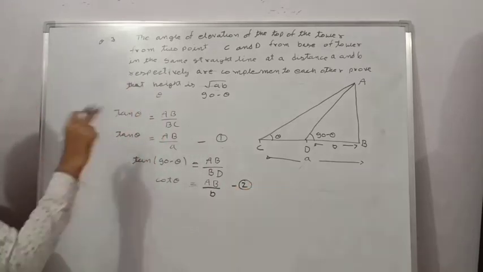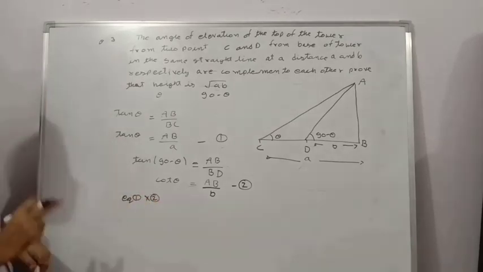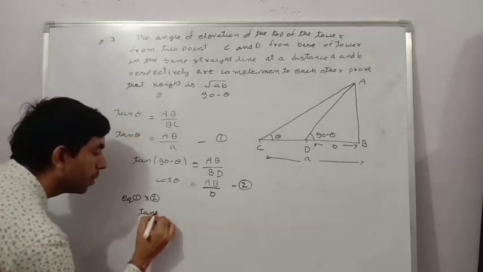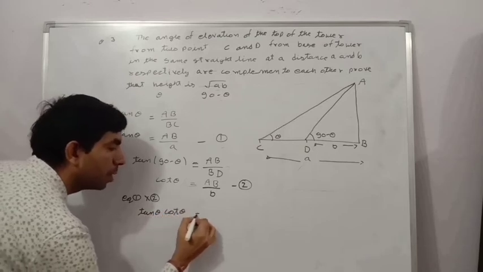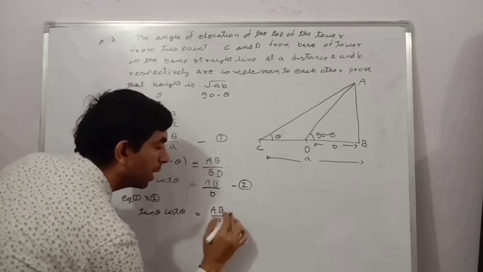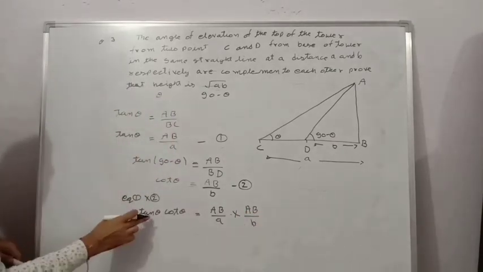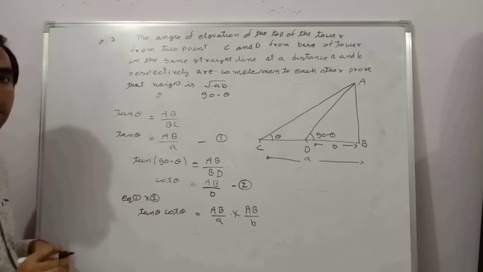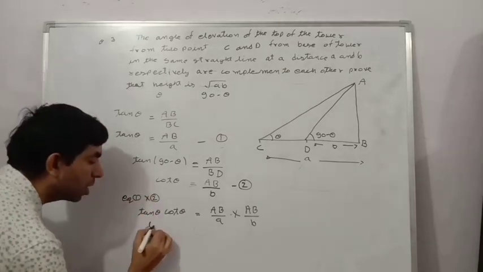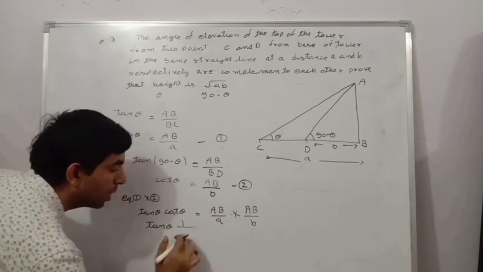Next, we multiply equation first by second, meaning LHS multiplied by LHS and RHS multiplied by RHS. Then tan theta cot theta equals AB upon a multiplied by AB upon small b. Now, tan theta and cot theta are connected trigonometric ratios, so we change one of them. Cot theta equals 1 upon tan theta.